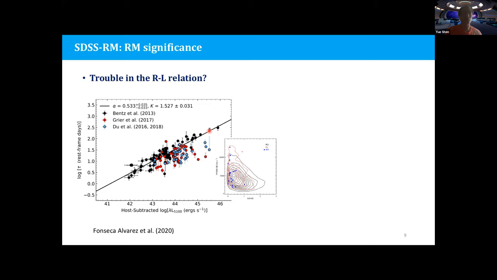Independently, the work done by Du et al. with their program targets low redshift local AGN, but with high Eddington ratios, a subset of the local AGN population. They also find a somewhat similar systematic offset from the local R-L relation. So that is telling you, don't panic yet. There is some trouble in the R-L relation, but that doesn't mean the R-L relation doesn't exist. It just means that we need additional parameters to figure out what determines the broad line region size, going beyond a single parameter, the optical luminosity, that has been used almost universally in determining the R-L relation.